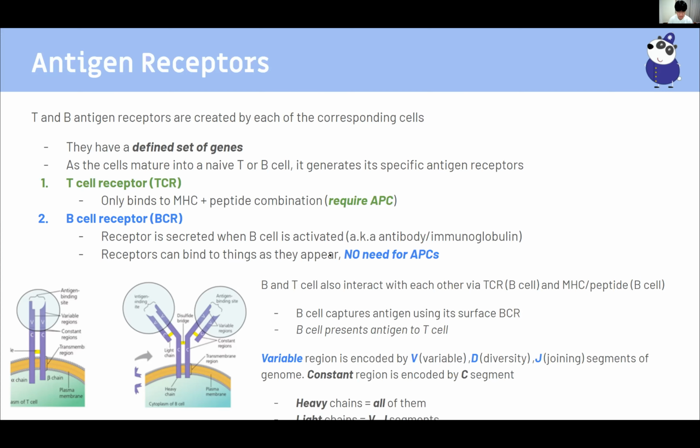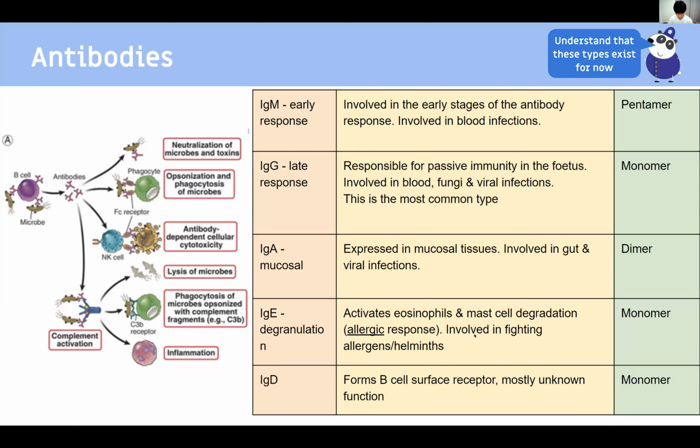They don't need APCs. And antibodies work in a very similar fashion to the complement proteins that we talked about before. They can opsonize, they can flag for phagocytosis and things like that. Interestingly, B and T cells also interact with each other via their TCR, that should be T cell, sorry, and the MHC/peptide, which will be the B cell. So the B cell in this case will capture the antigen using its surface BCR. Then the B cell will present the antigen to the T cell. Okay, so they can also interact with each other. Antibodies. So these are different types of antibodies.